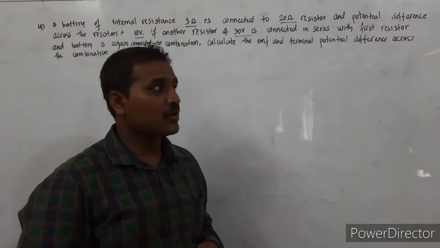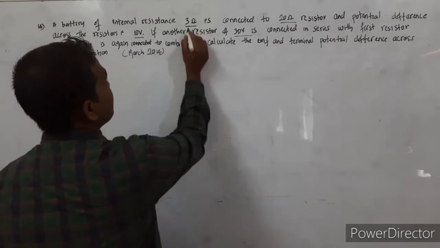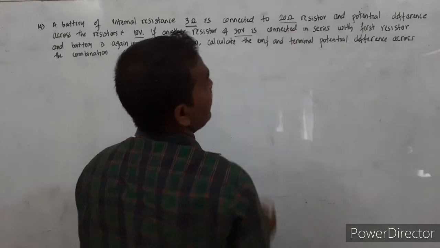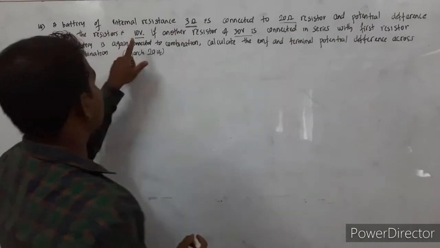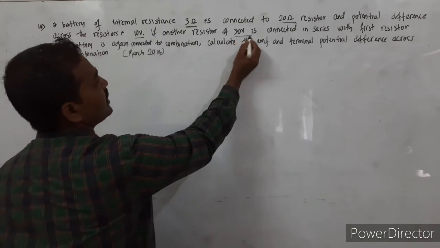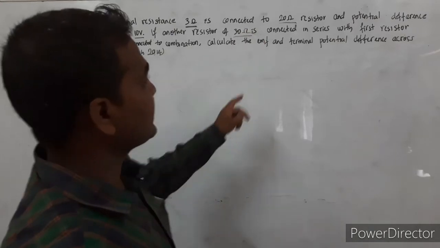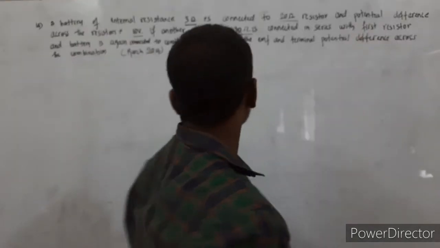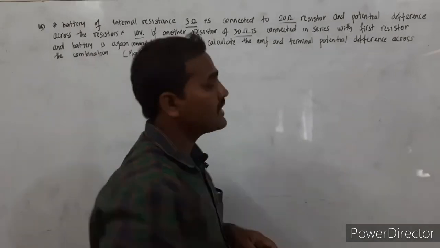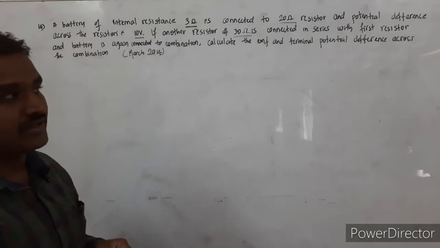Next, look at the next problem here. It is given that a battery of internal resistance of 3 ohm is connected to a 20 ohm resistor and the potential difference across the resistor is 10 volt. Yes, if another resistor of 30 ohm is connected in series with the first resistor and the battery is again connected to the combination, calculate the EMF and terminal potential difference across the combination.